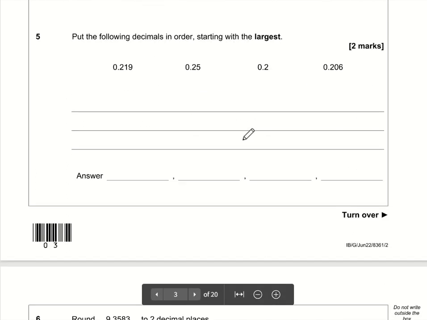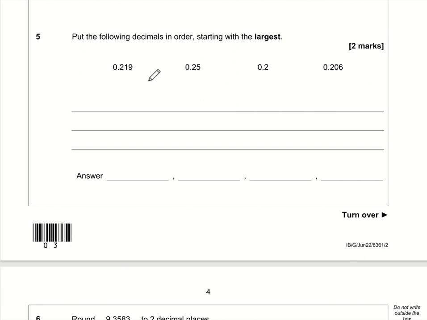Put the following decimals in order, starting with the largest. Now the only complication here potentially is the fact that we've got 3 decimal places, 2 decimal places, 1 decimal place and 3. So by adding a 0 here and 2 zeros here, we now have 4 decimals which are the same length. Now they all start with a 2, so we can't really tell them apart from the first decimal place, but here in the second decimal place we've got a 1, we've got a 5, we've got a 0, and we've got a 0.